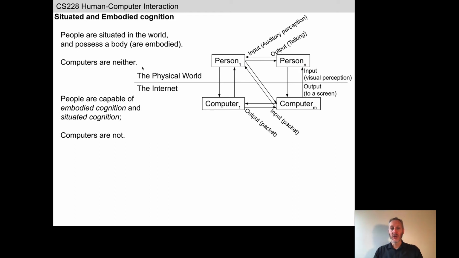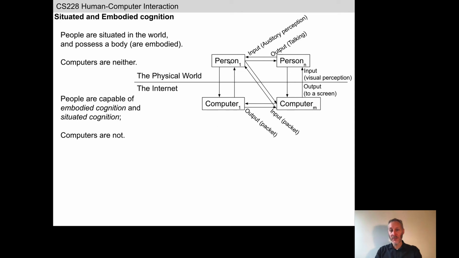Okay. It seems like an intuitive concept, but let's unpack it a little bit. In this little cartoon here, I've got the physical world on one side. So we have people interacting with one another, where the output from one person, sound produced by our articulatory tract, becomes auditory input to the other person, they respond, and so forth.